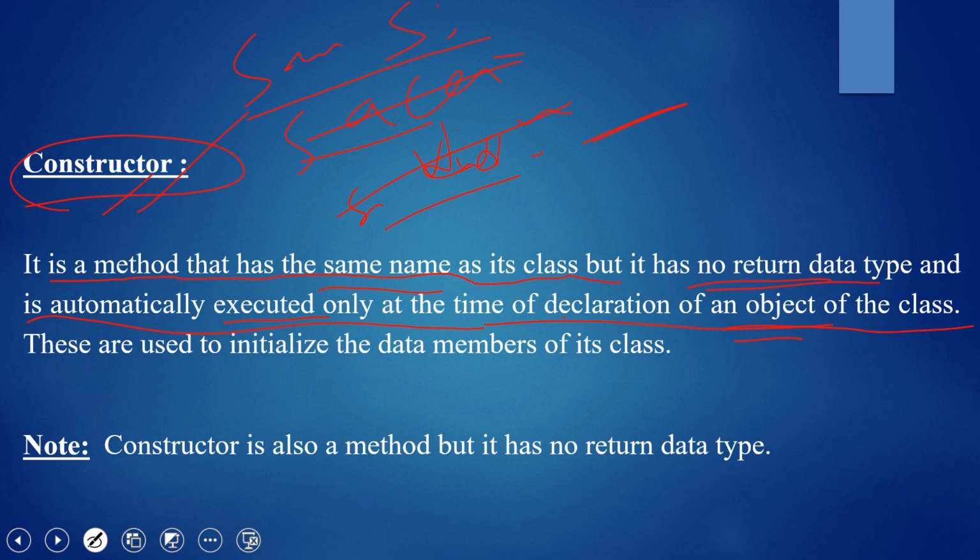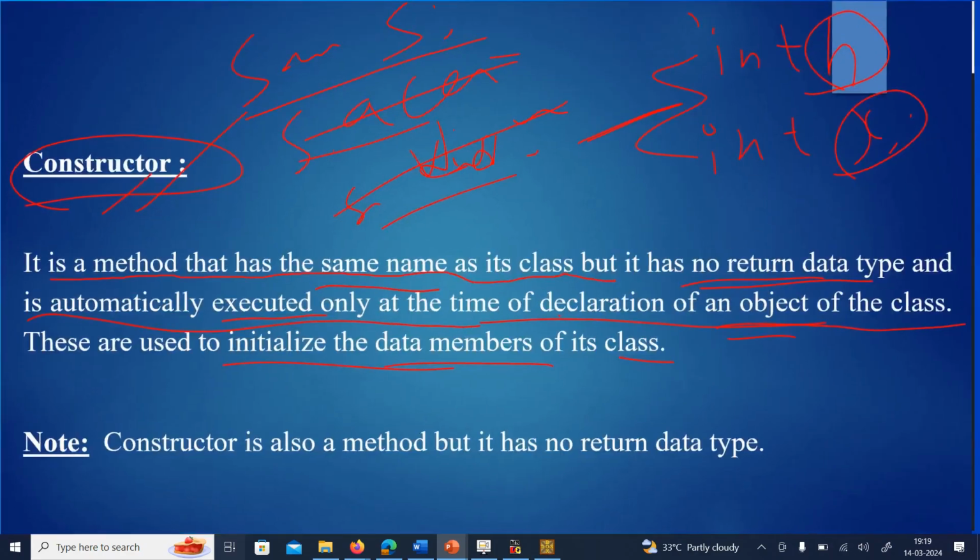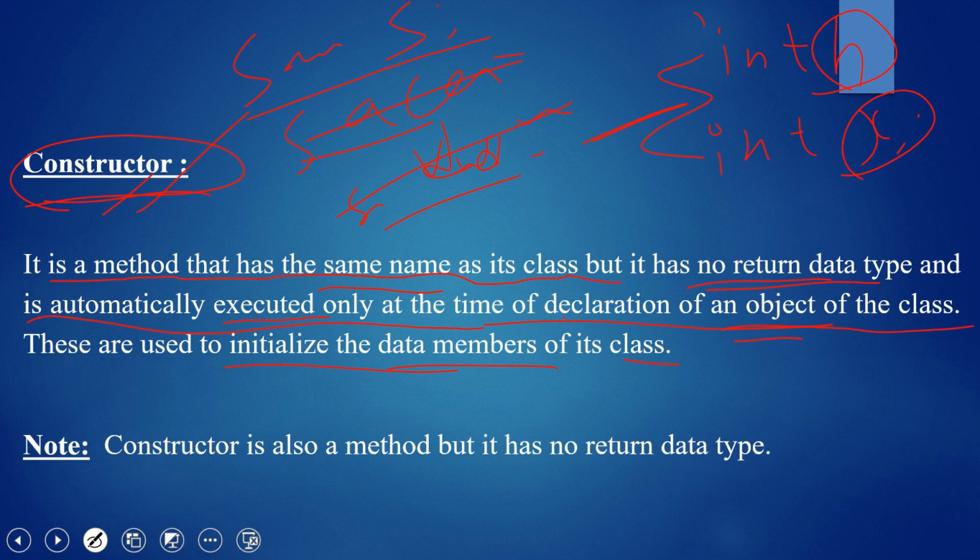Okay, these are used to initialize the data members of its class. Why? What is the purpose of these constructors? To initialize the data members. That means we are declaring variables inside the class, for example int n, int x. These variables are called data members. So to give values to these data members, we generally use this constructor. So that is the purpose of a constructor.